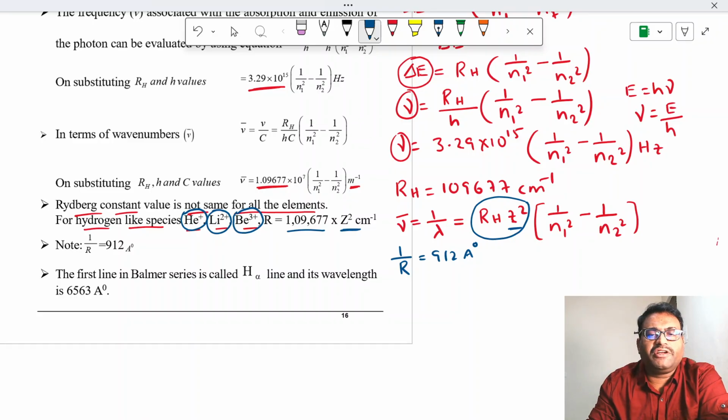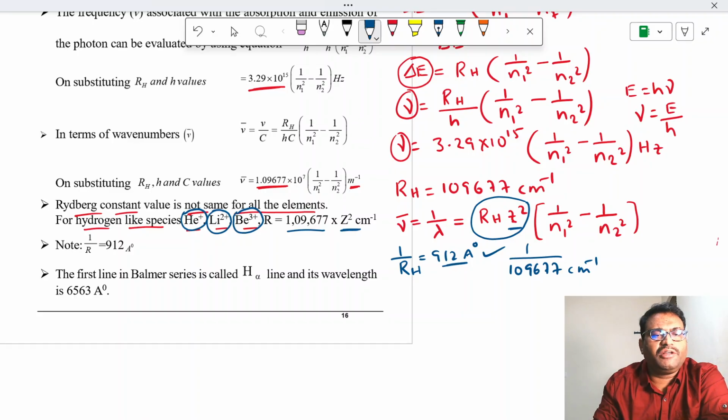At present in the competitive examinations, they are giving this value, or otherwise for easy calculation you have to remember this. 1 by RH value, 1 by 109,677 per centimeter. When you are dividing it, 1 by 109,677 per centimeter gives you this 912 angstrom units.